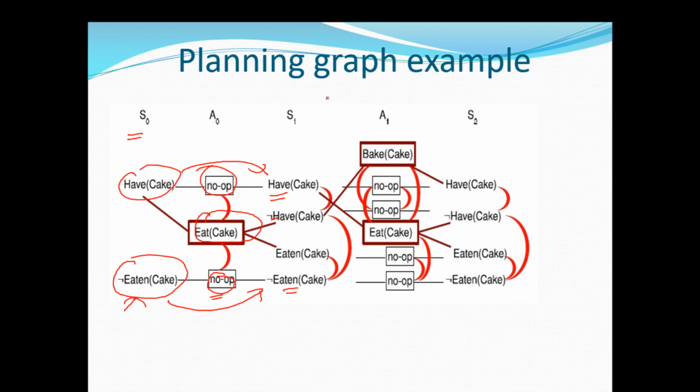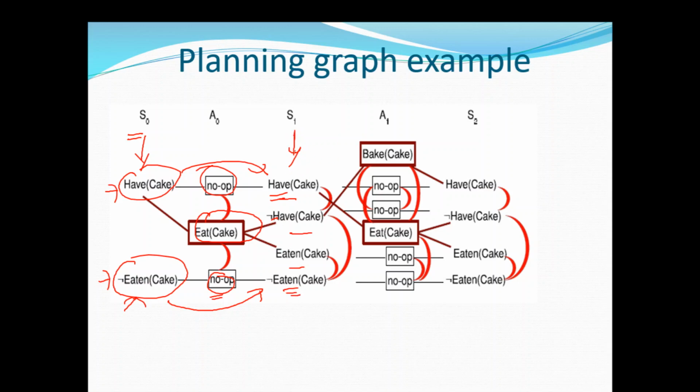So basically these red lines represent mutex operations. That is, they are mutually exclusive operations. If one is happening, the other cannot happen. Now this planning graph, when should we stop? We should stop when two levels are same. For example, if you see this level and this level, they are not same. This level has only have cake and not eaten of cake. But in this level we have have cake, not have of cake, eaten of cake and not eaten of cake. So we should continue for one more round.